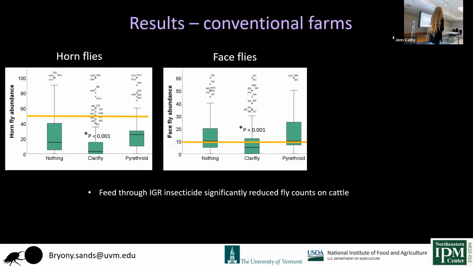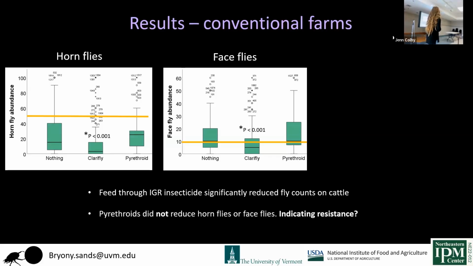You can see that the Clarifly, so the feed additive insecticide, significantly reduced horn fly and face fly counts on cattle. Pyrethroids did not significantly reduce the fly numbers compared to farms using no management strategies. That was very interesting and indicates that we are seeing resistance developing to that very commonly used insecticide.